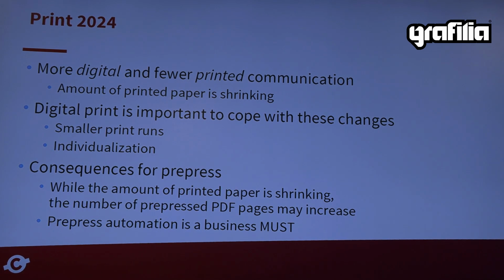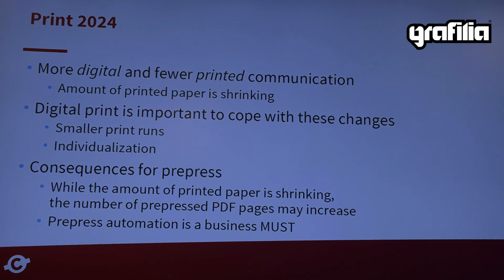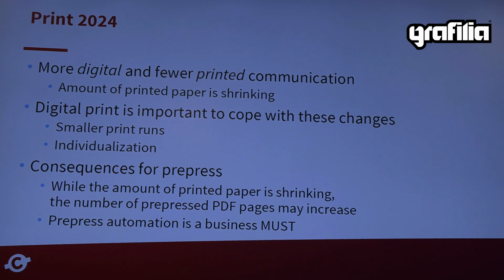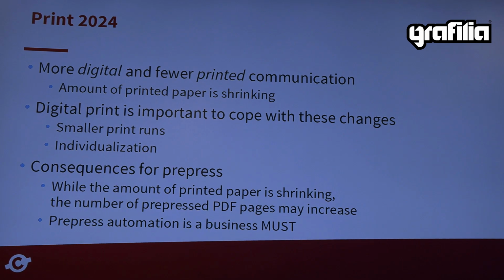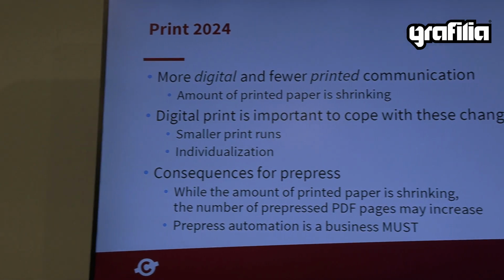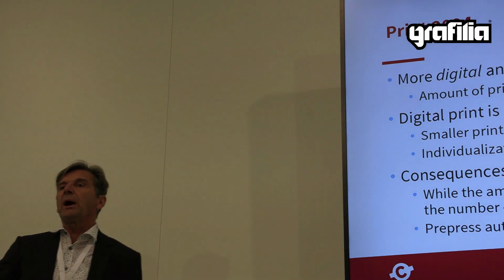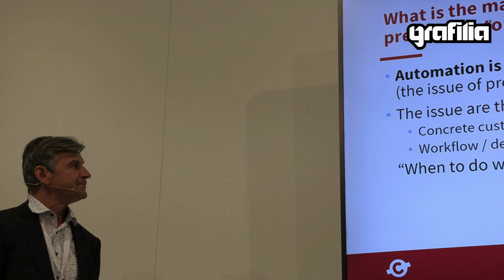While the amount of paper that is being printed may be shrinking, the amount of PDF pages that are to be processed at least doesn't shrink in the same way. The amount of PDF files or PDF pages to be processed definitely goes up compared to the total number of sheets being printed. And that means if you want to deal with this increasing number of PDF pages, you have to do in an automated fashion what had to be done by people in the past. And that is where software like ours kicks in.